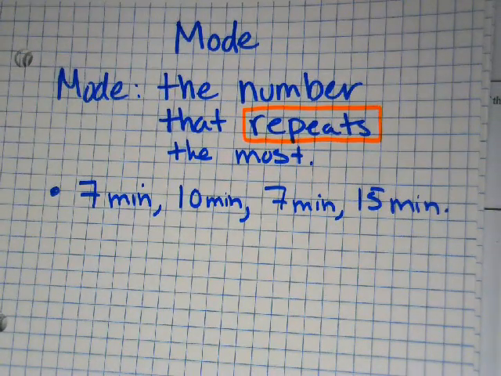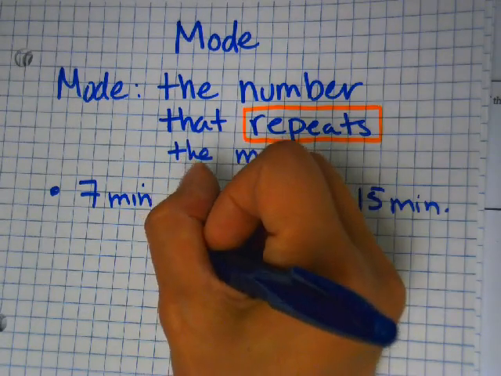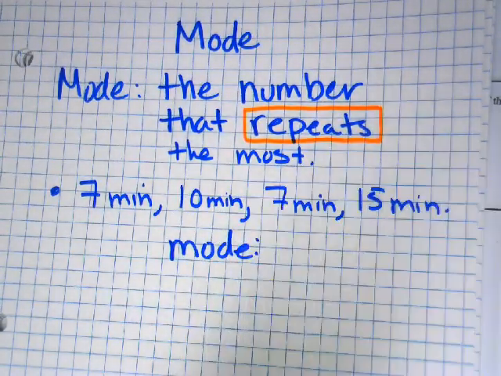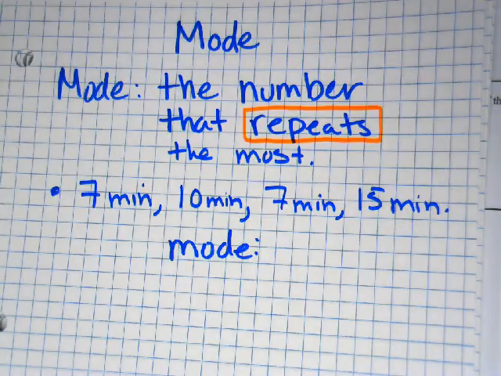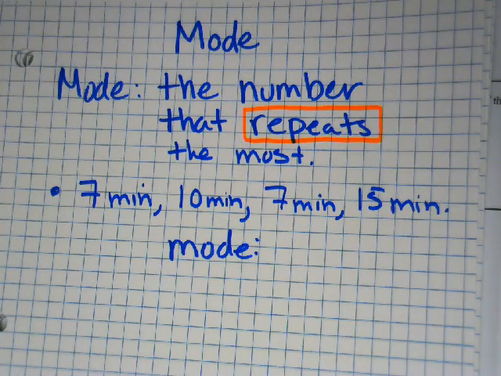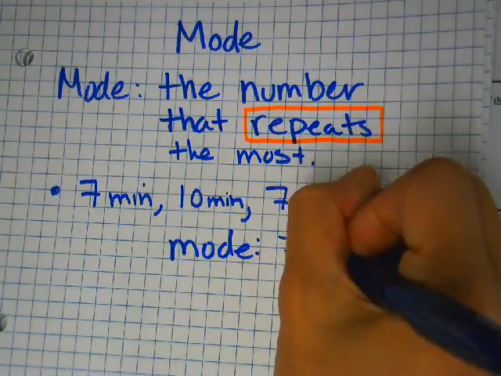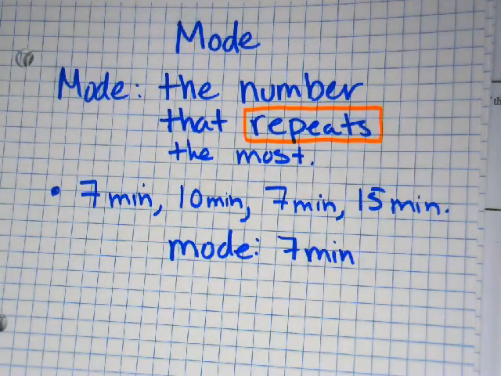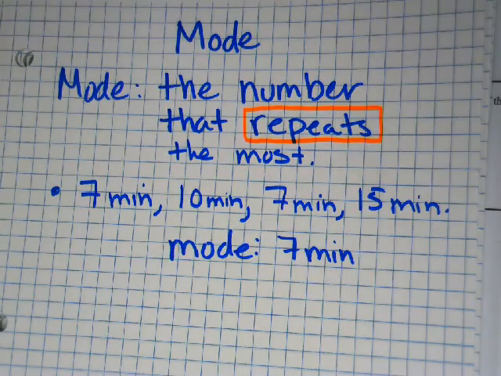So, what would you say is our mode? Which number repeats the most? 7. So, my mode in regards to my mile time is 7.